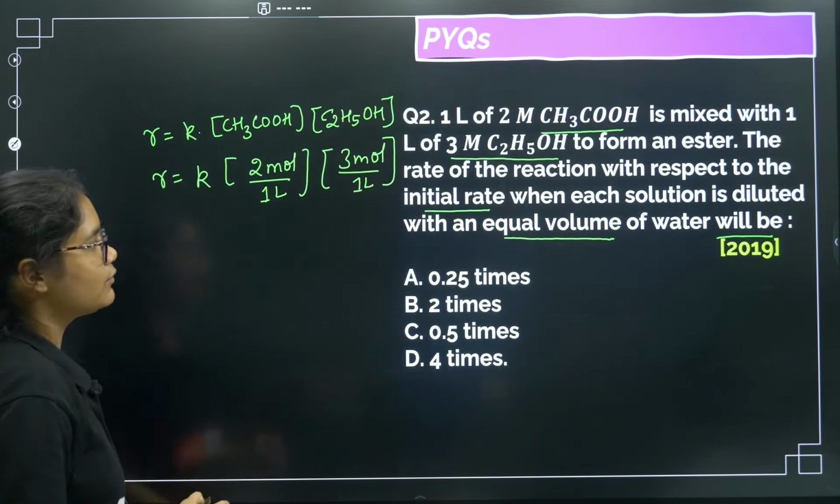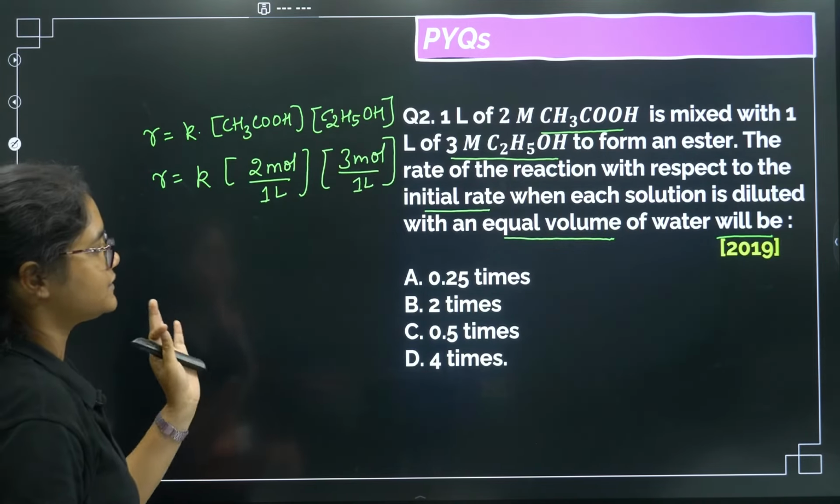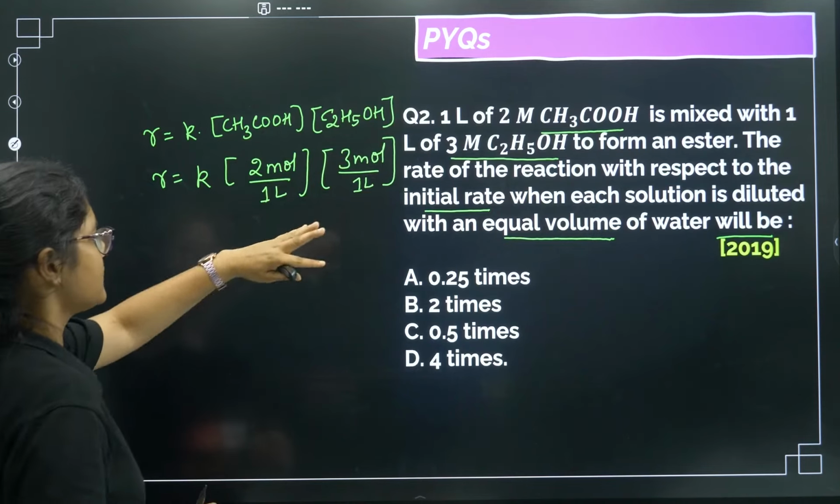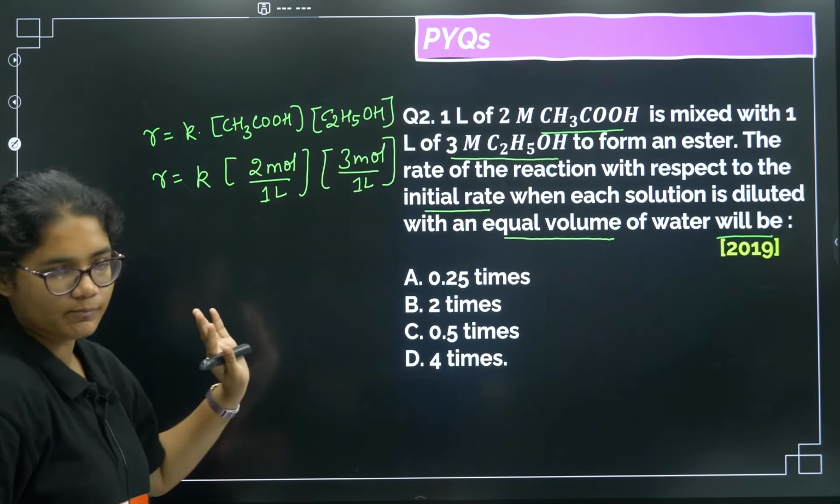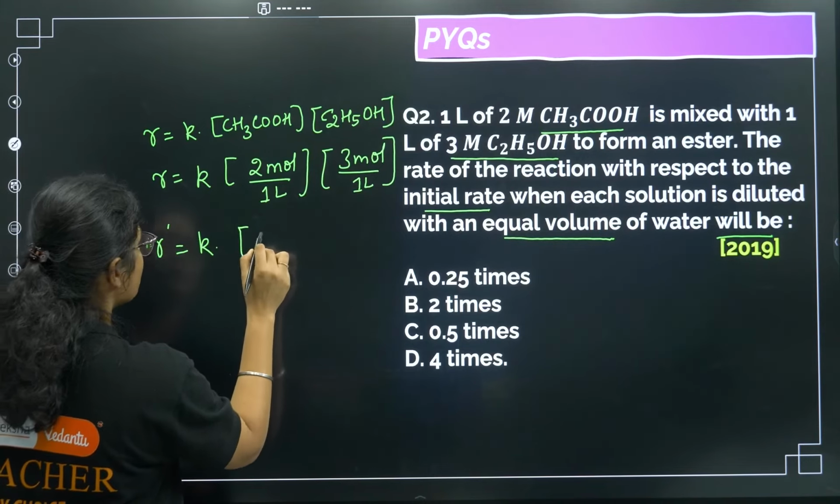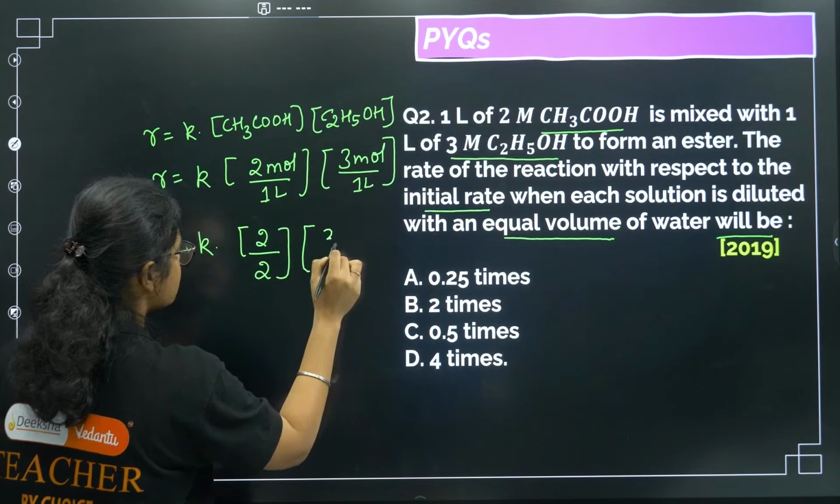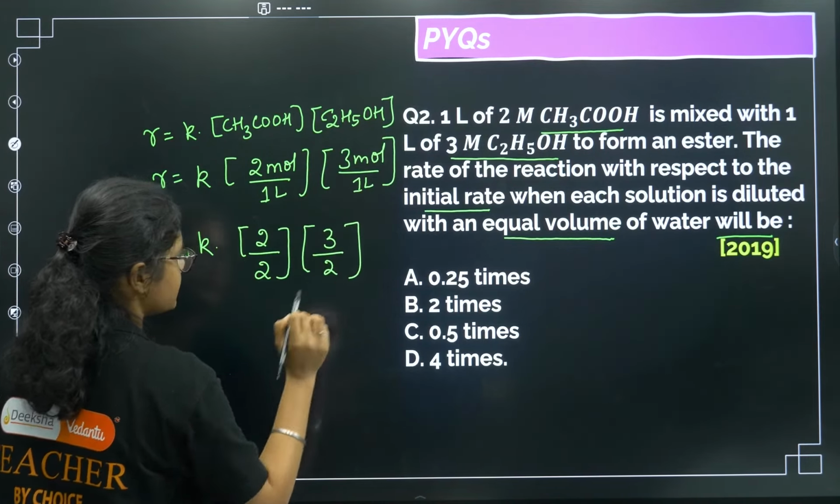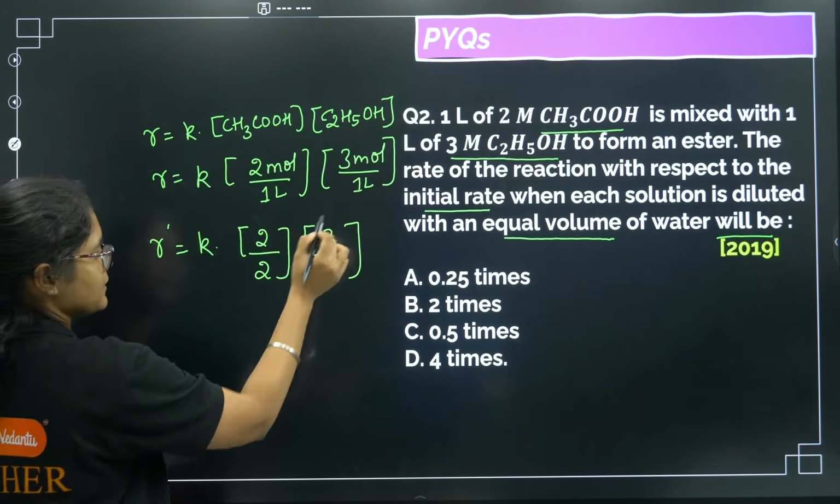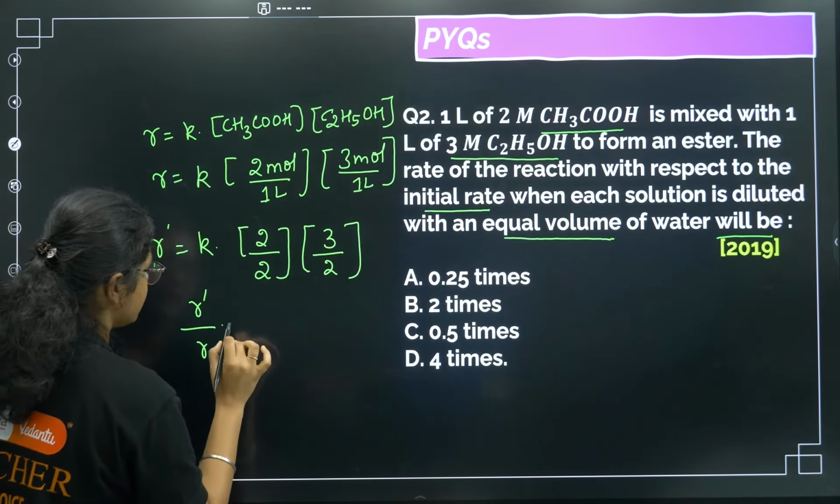Now after that, the rate of the reaction with respect to the initial rate when each solution is diluted with an equal volume. So suppose I added 1 liter to both. What will be the new rate now? K into 2 moles is still present, but the volume now is 2 liters. Again this is 3 moles and the volume is now 2 liters. I have just added plus 1, so this is now this value. Now it is asking R dash by R, which you need to calculate.